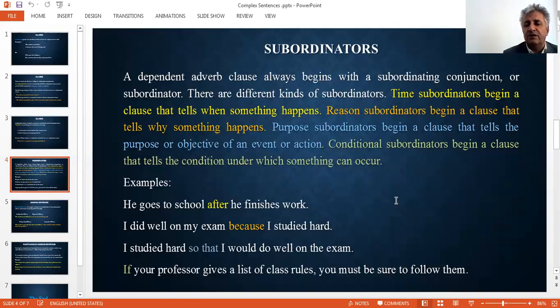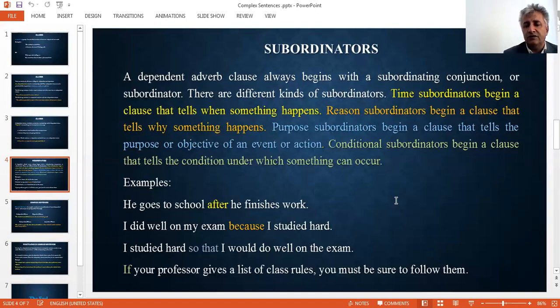Purpose subordinators begin a clause that tells the purpose or objective of an event or action. As you see in the example, after so that, we have mentioned the purpose and objective of the first sentence. So I studied hard. Why? So that I would do well on the exam. And this is the purpose.